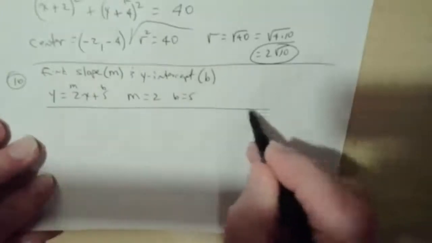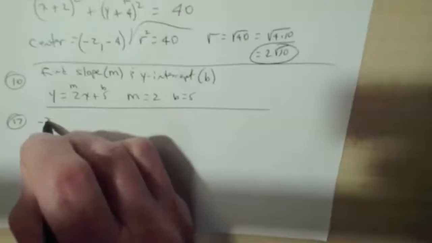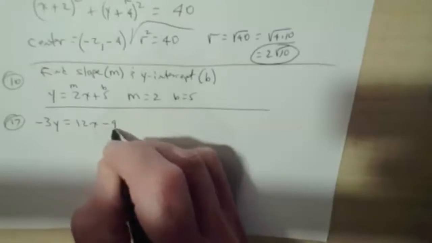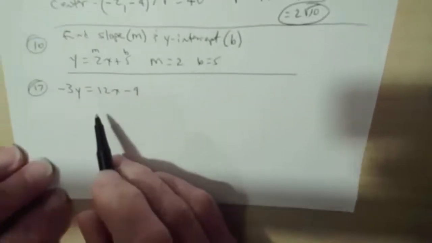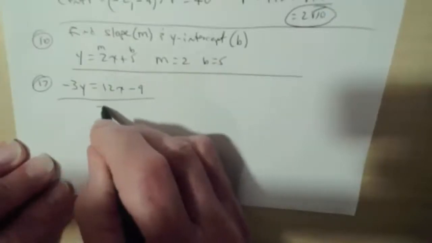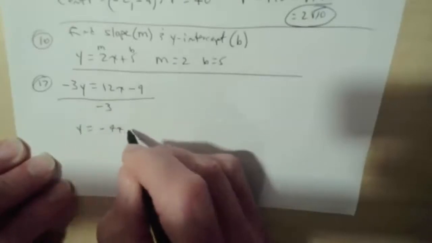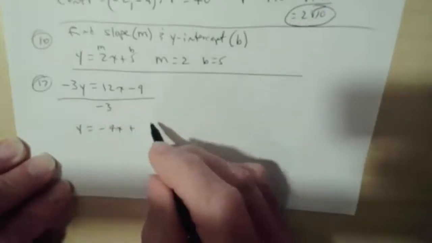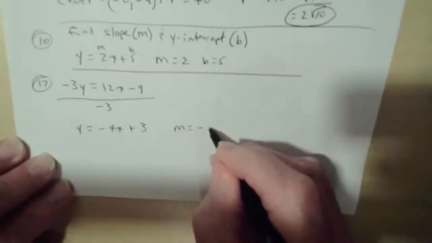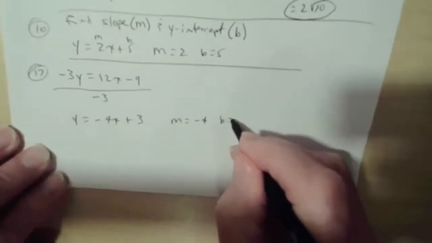Number 17, same thing. If we have negative 3y equals 12x minus 9. Is this in slope-intercept form? No. Remember, we have to have y over here by itself. So we're going to divide everything by negative 3, and we get y equals negative 4x plus, negative divided by negative is a positive. So our slope here is negative 4, and our y-intercept is 3.